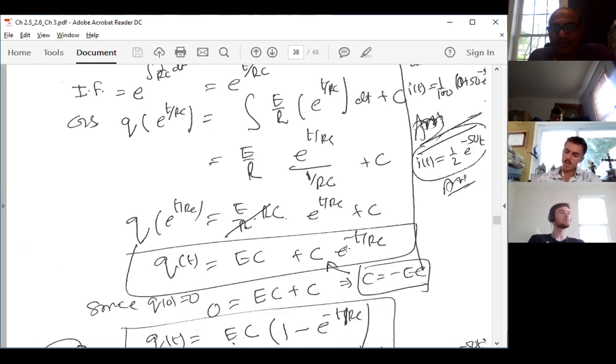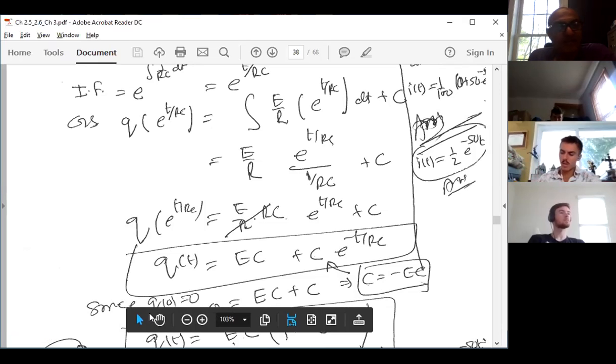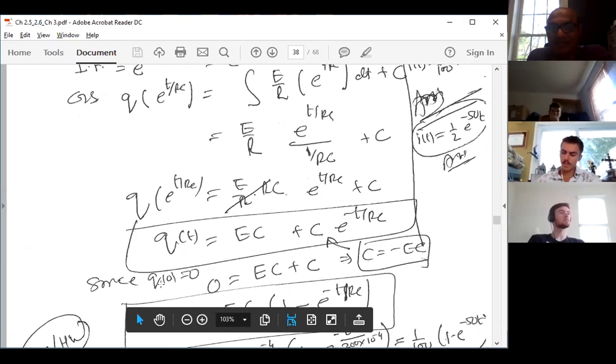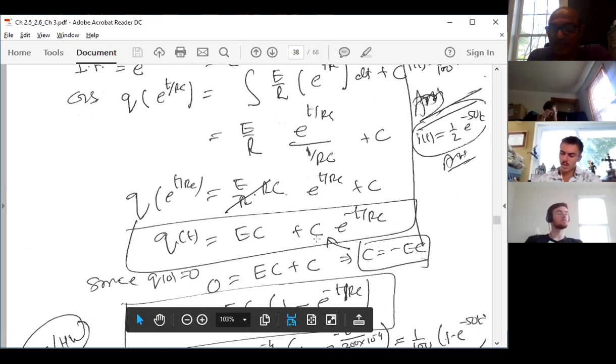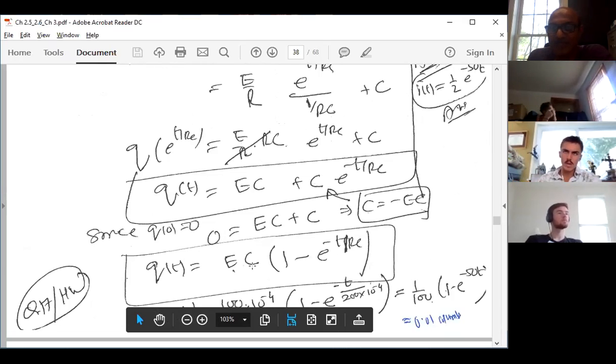Initially, just like the current, when I equal to 0, of course, Q equal to 0. So initially, Q at 0 equal to 0. So 0 equals EC plus C e to the power negative t over RC. Right, guys? Because t equal to 0, this is 1. So C equal to negative EC. Just plug it back over here. So EC common, 1 minus e to the power negative t over RC.